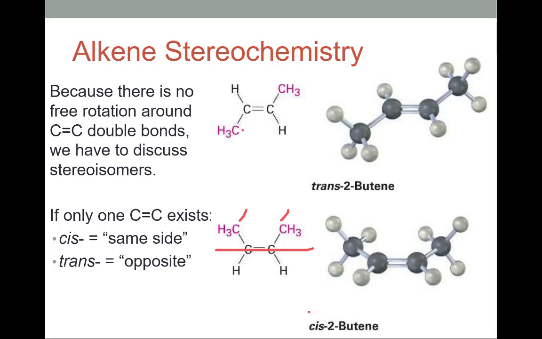Technically, that's written as a lowercase italic, although if you're handwriting it, who can tell? But if you're typing it, that would be a lowercase italic. If they are on opposite sides relative to the plane of or the line of the alkene there, opposite sides would be trans. So cis-2-butene and trans-2-butene.